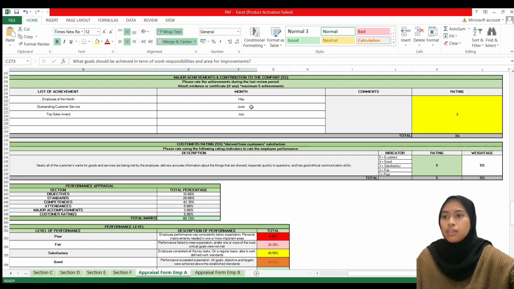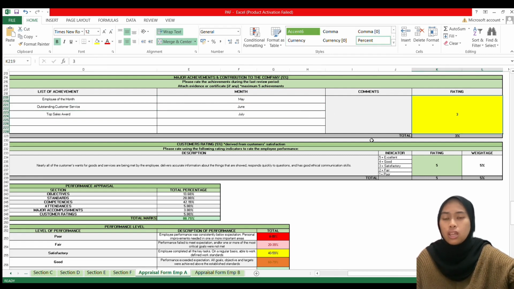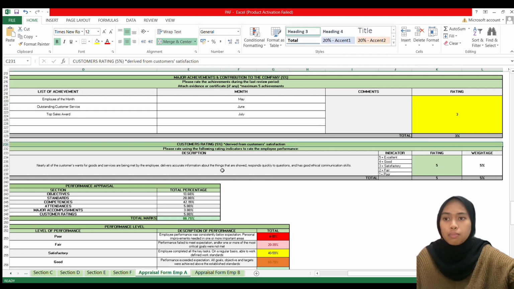Next is customer rating. Customer rating is 5%, derived from customer satisfaction. They need to rate the employee's performance using the following indicator: excellent for 5, good for 4, satisfactory for 3, fair for 2, poor for 1. For the description, nearly all the customers' wants for goods and services are met by the employee, who delivers accurate information, responds quickly to questions, and has good ethical communication skills. So for this employee, she will be given 5%.